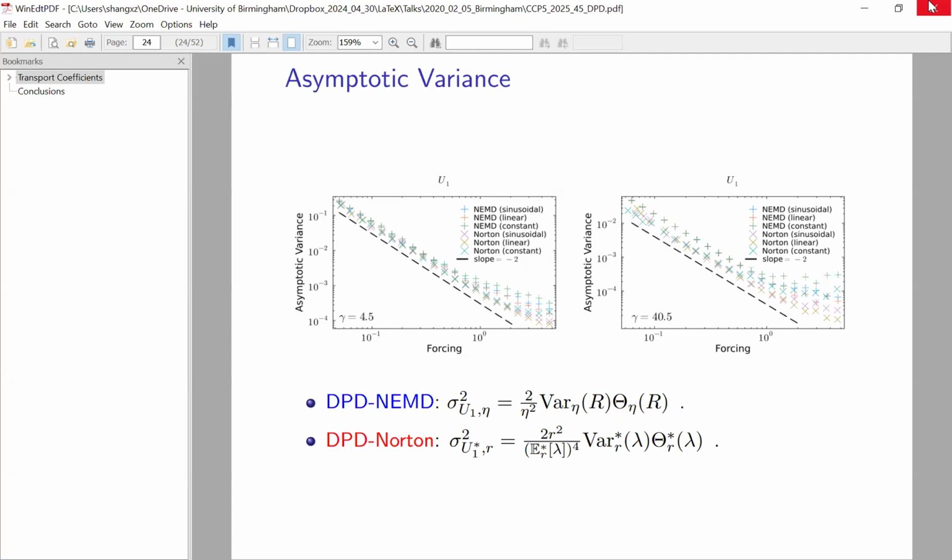And again, the result is similar as in the mobility. When the gamma is relatively small, the Norton is slightly better than the NEMD. But if you look at the right-hand side, when the gamma is relatively large, the Norton actually clearly outperforms the NEMD approach, which means that we don't have to run a very long trajectory as in the NEMD approach, which will save you a lot of computational time here.